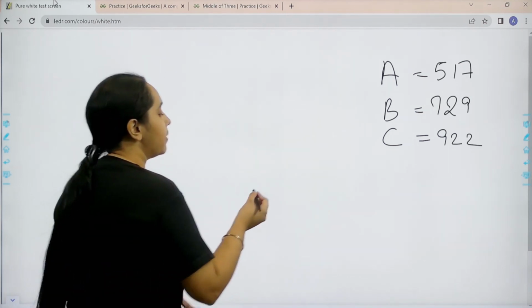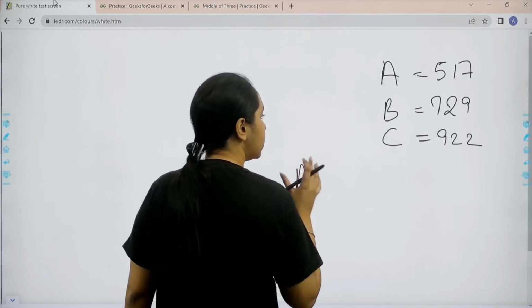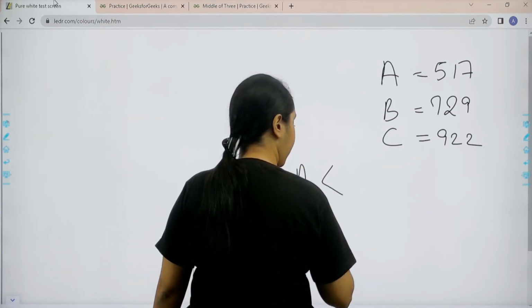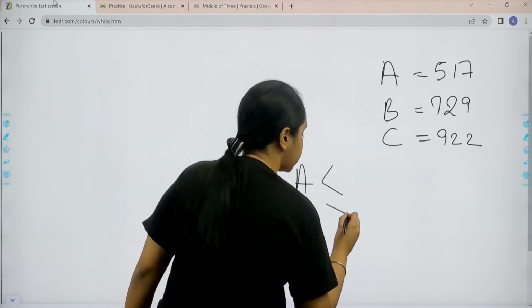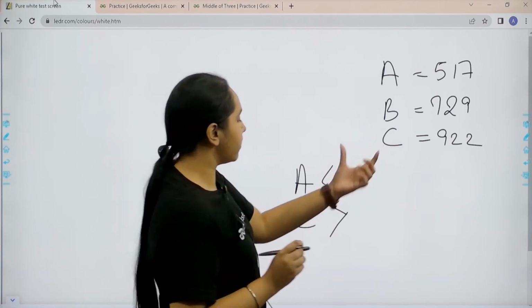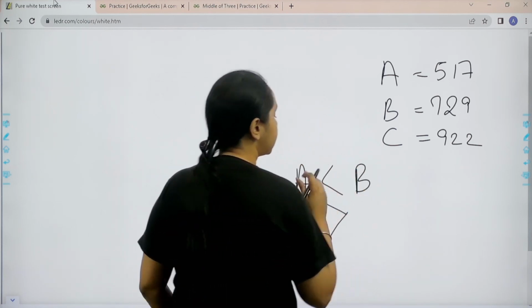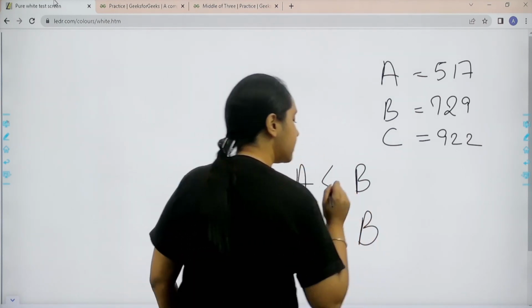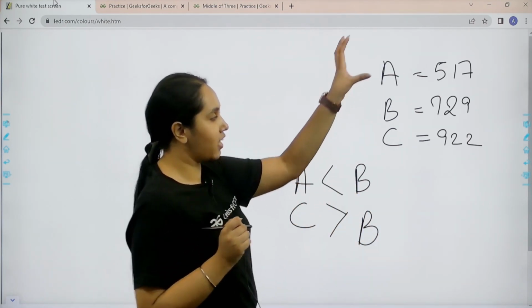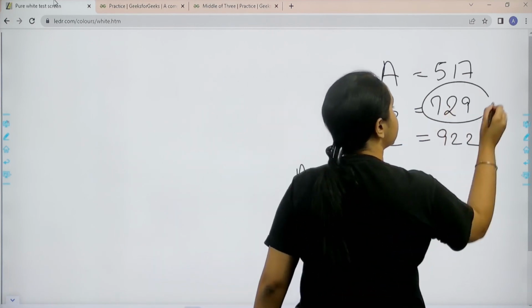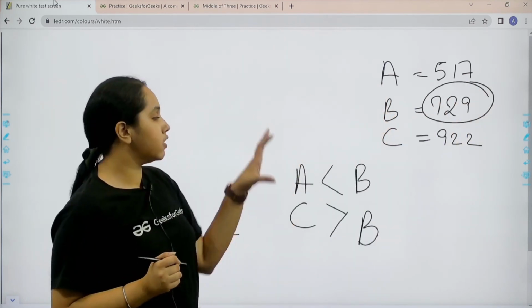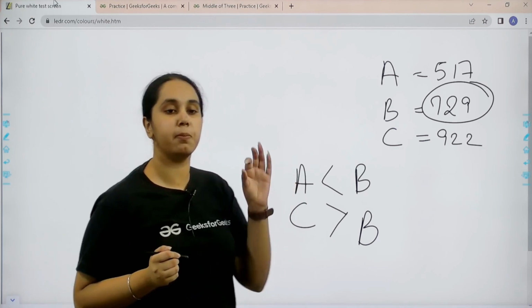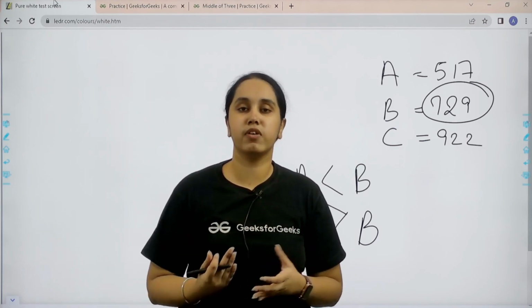Now basically the middle value is the value which is greater than A and smaller than C. Okay, so we can clearly see that B is greater than A but B is smaller than C. So the middle value among these 3 would be 729. Okay, so this is our question. We need to print the middle value among the 3 given values.